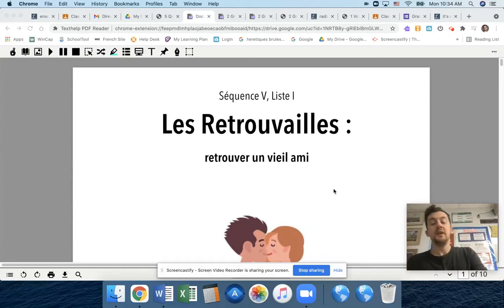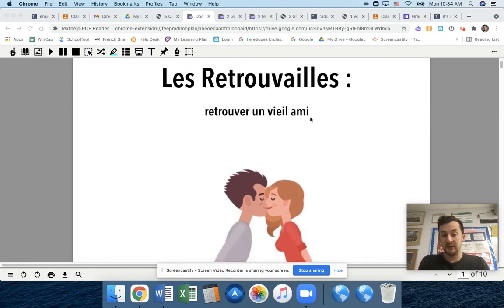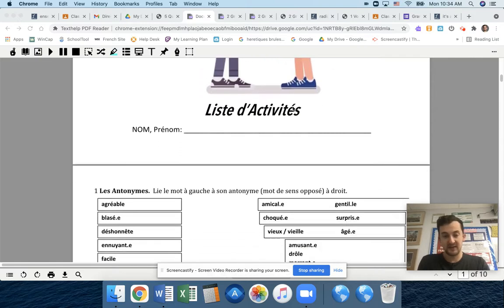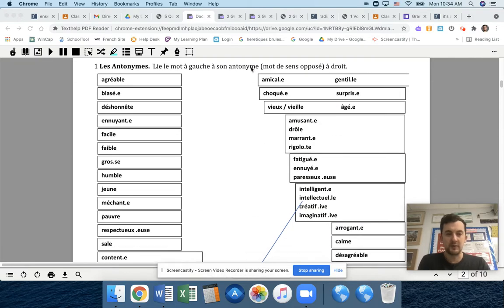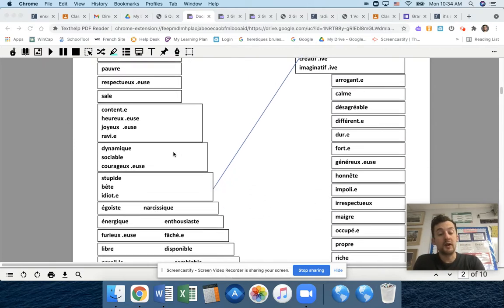Okay, bonjour. So we're going to look at séquence 5 or liste 5, which is les retrouvailles. Retrouvailles means reunion, so retrouver un vieil ami, finding an old friend, or meeting up with an old friend. For exercice 1, les antonymes, those are words that mean the opposite. It says lis le mot à gauche, connect the word on the left, à son antonyme à droite, to its antonym on the right.